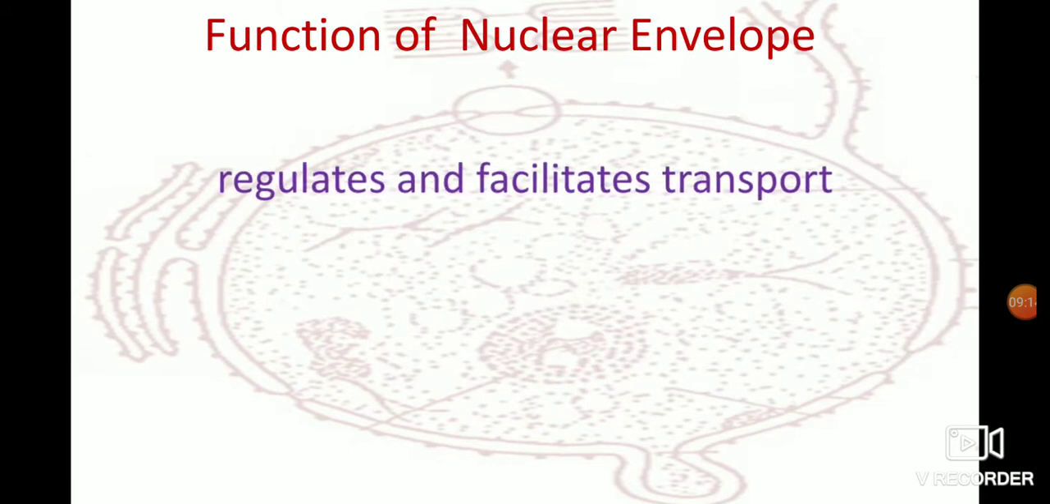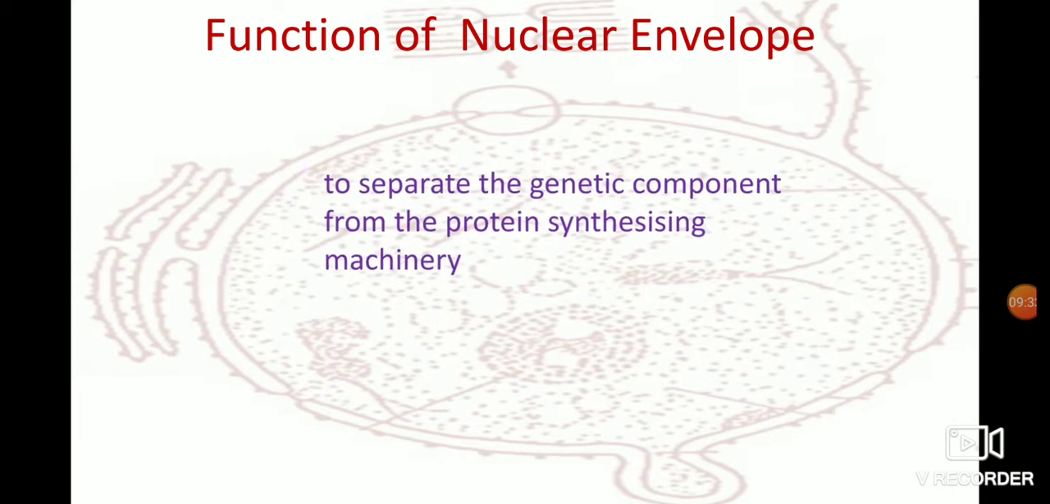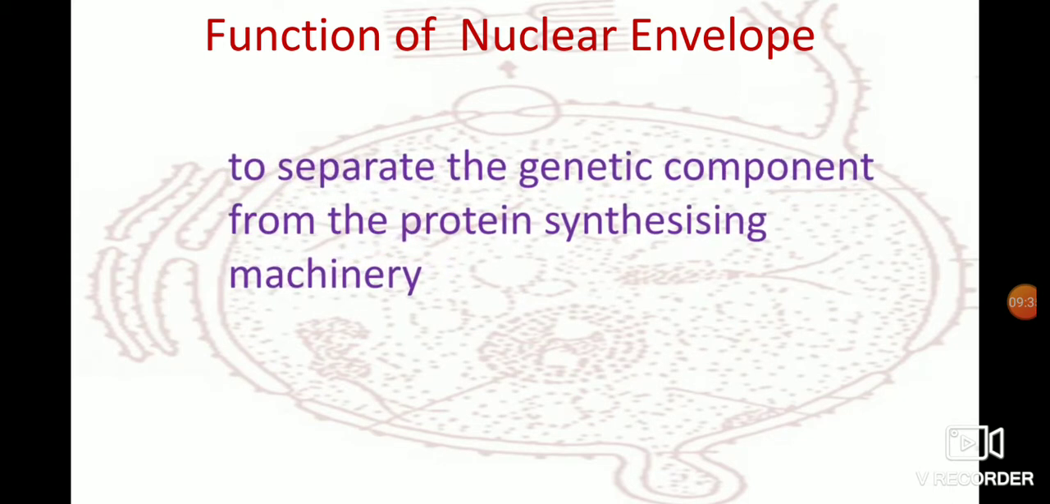The function of nuclear envelope is to regulate and facilitate the transport between the nucleus and the cytoplasm. Mainly it serves to separate the genetic component, that is chromosomes, from the protein synthesizing machinery, that is ribosomes and endoplasmic reticulum. So this provides protection to DNA against mutagenic effects of cytoplasmic enzymes.